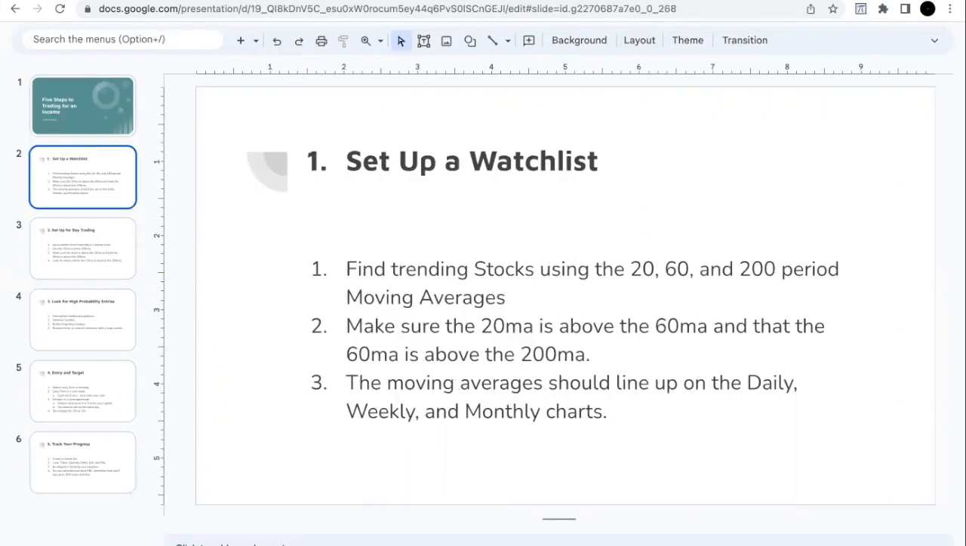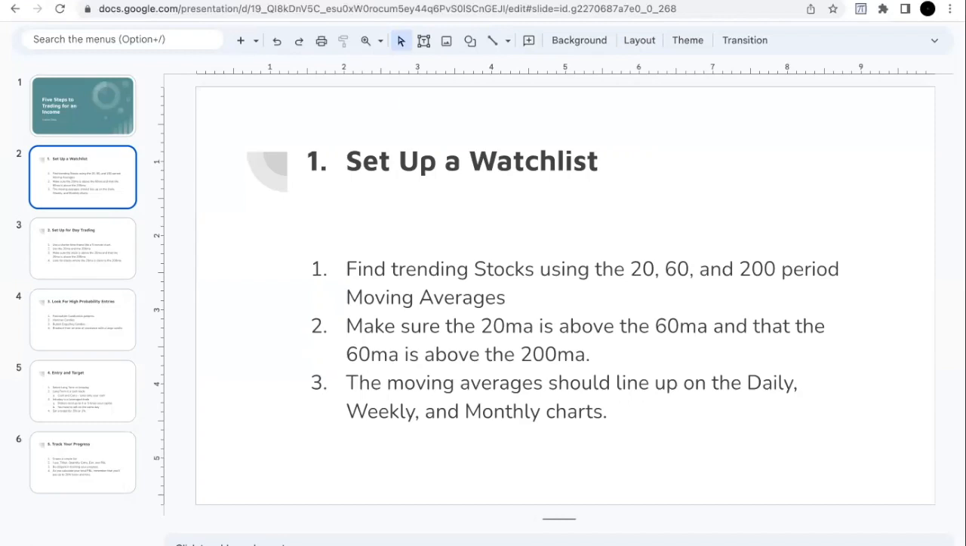How do we set up your watch list? Well, find trending stocks using the 20, 60, and the 200 period moving averages. All right, so we have been using the 20, 60, and 200 period moving average all this time. But here's why we want to do it.